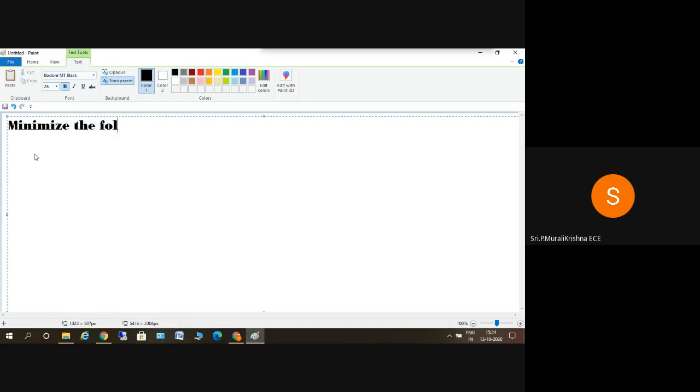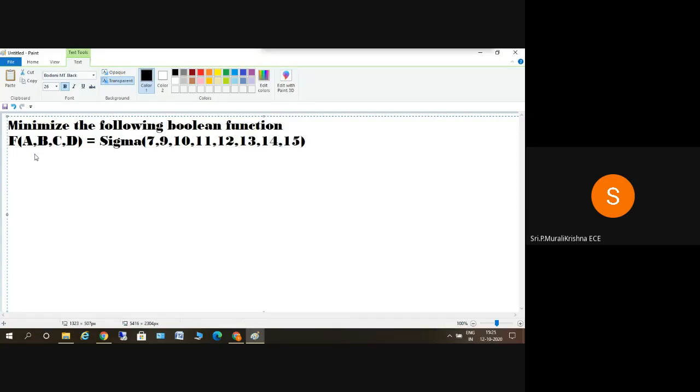Minimize the following Boolean functions. f of a, b, c, d is equal to sigma of 7, 9, 10, 11, 12, 13, 14, 15. So the minterms are 7, 9, 10, 11, 12, 13, 14, 15.